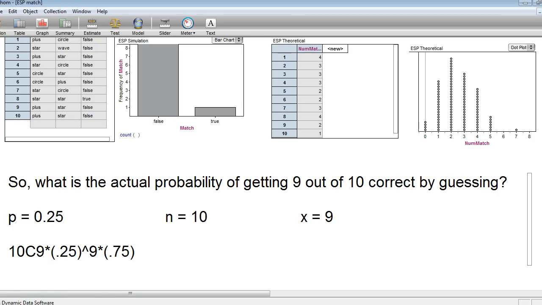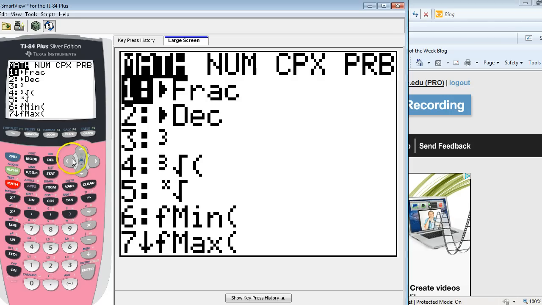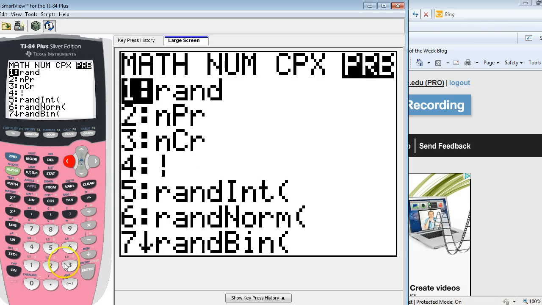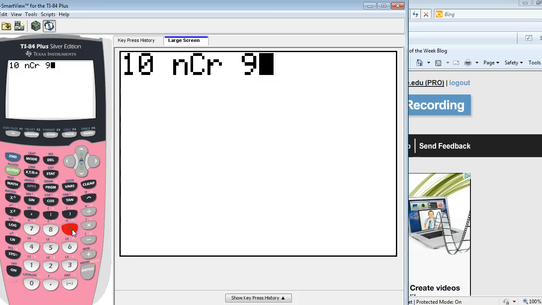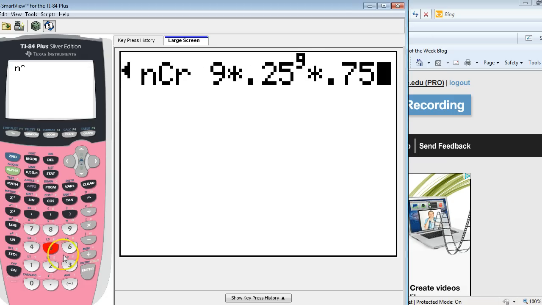We would do 10, math, probability, combinations, 9. So this is the ways to arrange those 9 correct guesses among the 10 guesses. And then we'll multiply that times the probability of success to the 9th power, since there were 9 successes, times the probability of failure, and there was just one of those, so we don't even have to put the exponent there.